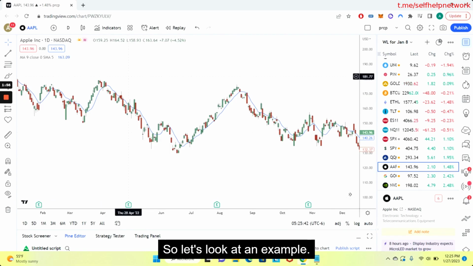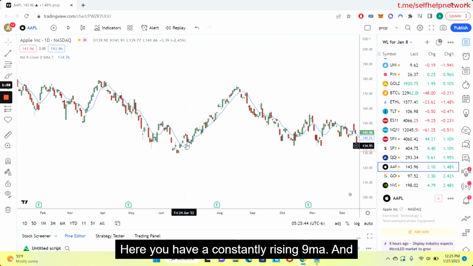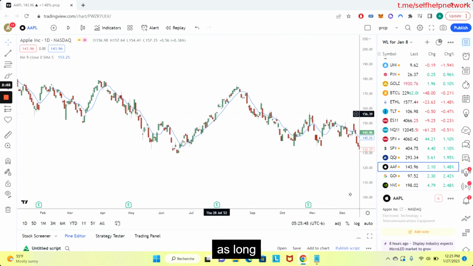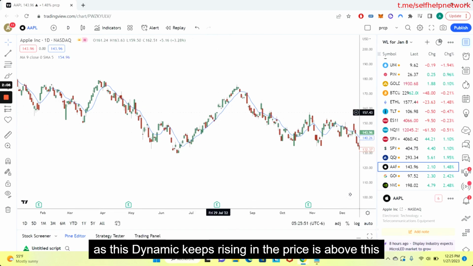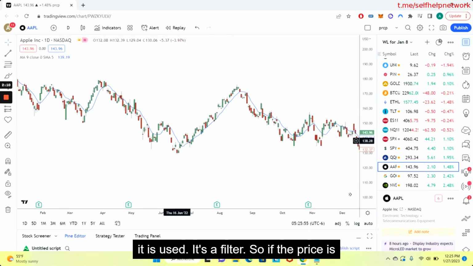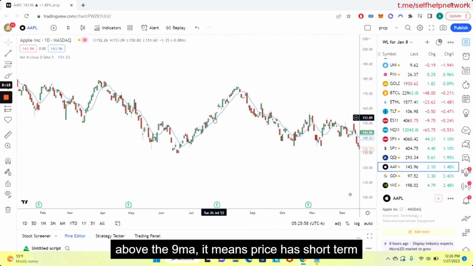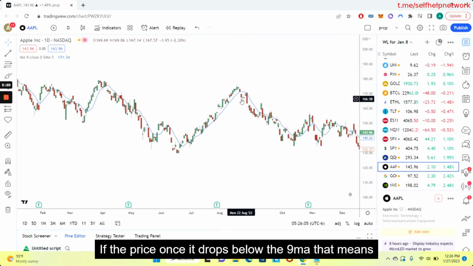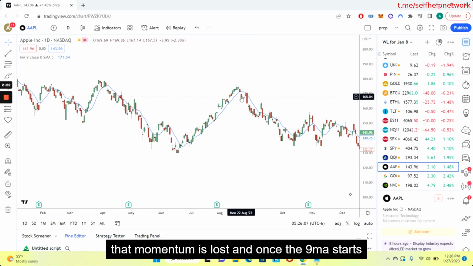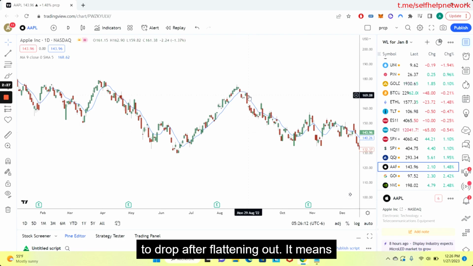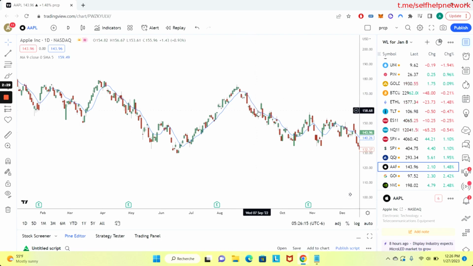So let's look at an example. Here you have a constantly rising 9MA, and as long as this 9MA keeps rising and the price is above this, you have to assume that the price is in an uptrend. That's what it is used for. It's a filter. So if the price is above the 9MA, it means price has short-term bullish momentum. Once it drops below the 9MA, that means that momentum is lost. And once the 9MA starts to drop after flattening out, it means now price has negative momentum, right?